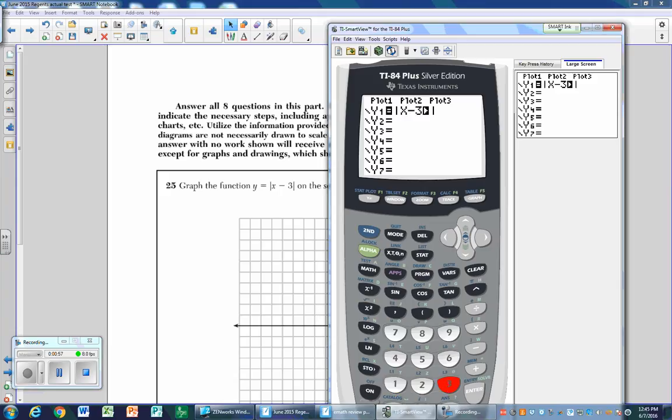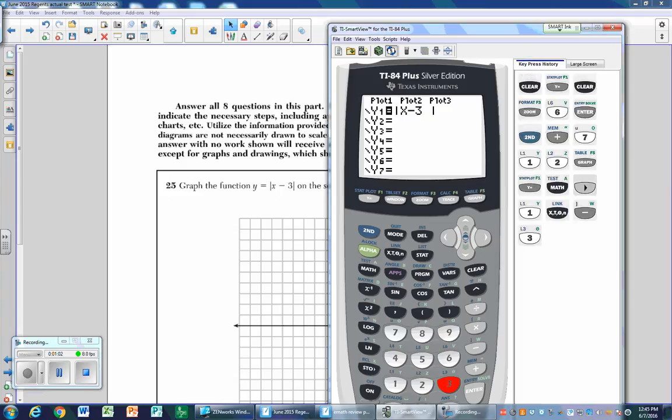So a quick review. You hit the math button, right arrow, 1, which is absolute value. Then you type in the equation. Now, we're going to go right to the table.